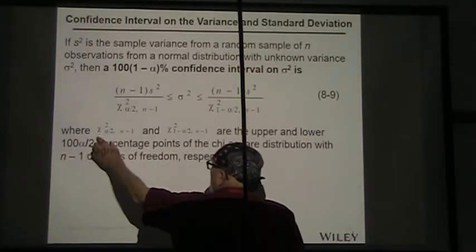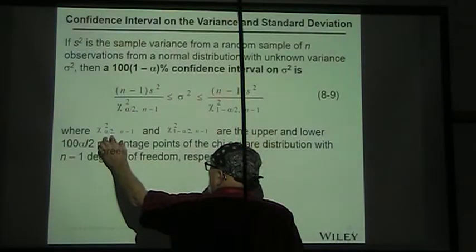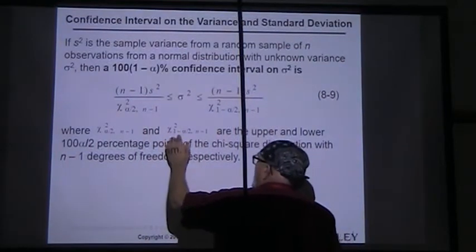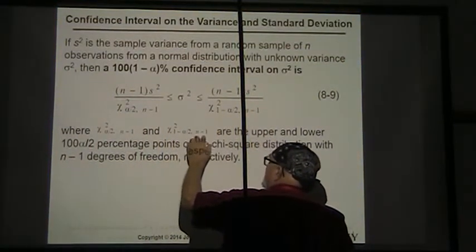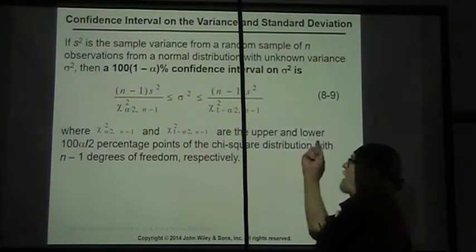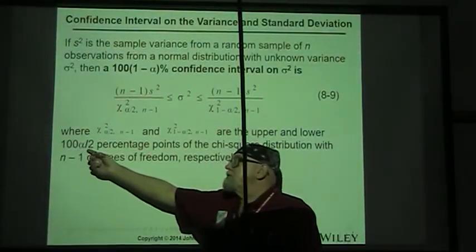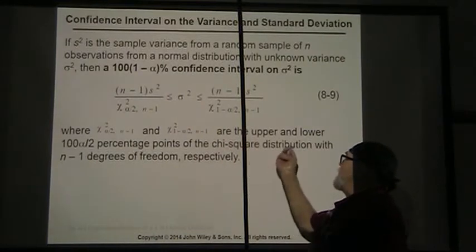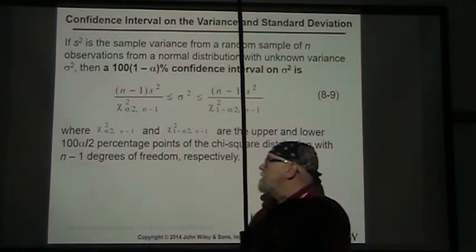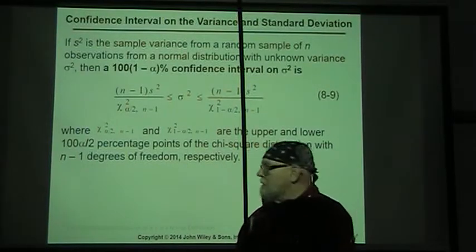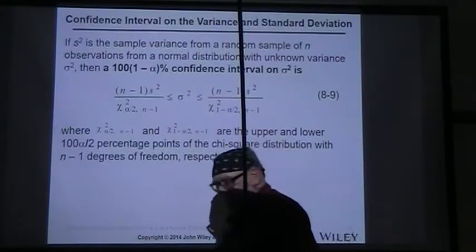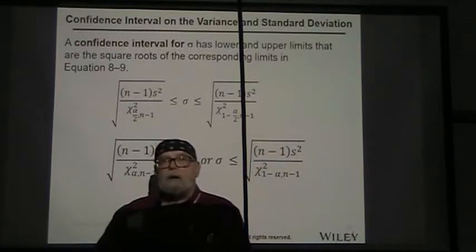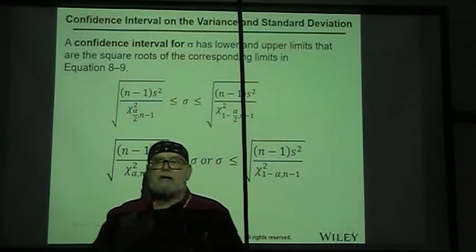That is where chi-squared of alpha divided by 2 with n minus 1 degrees of freedom and chi-squared of 1 minus alpha divided by 2 with n minus 1 degrees of freedom are the upper and lower 100 times alpha divided by 2 percentage points of the chi-squared distribution with n minus 1 degrees of freedom, respectively, and possibly respectfully. I'm already getting dry. I need a hard candy.